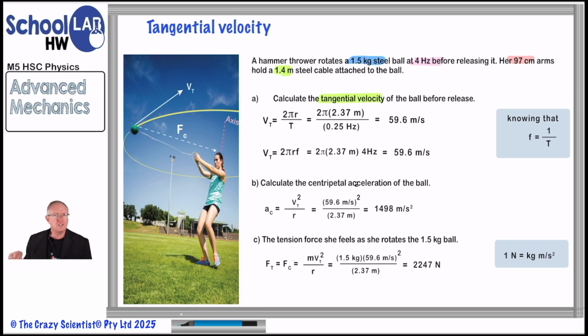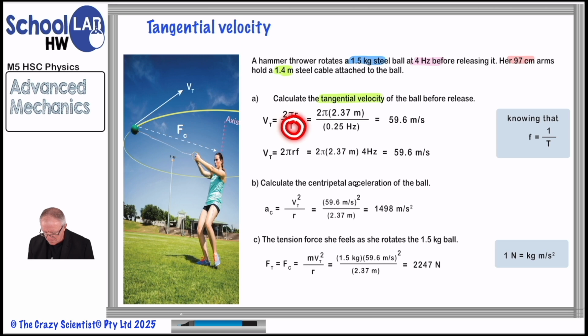Now, what equations do we use? Well, we had two equations from before. This mentions nothing about rotational angular velocity, so we can't use that one because we also haven't talked about it, but we have talked about this one, right? So let's have a look here. Do we know something about the radius here? Well, yes, we do. We were told that her arms were 97 centimeters and that she holds a cable that was 1.4 meters. So we add those two together, but we have to, of course, change the length of her arm into meters so it is the same unit. And so we do that and we get 2.37 meters.